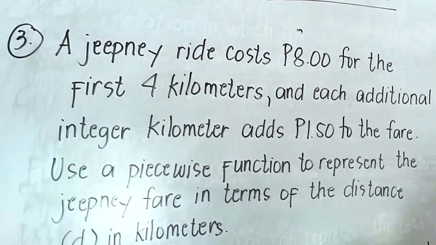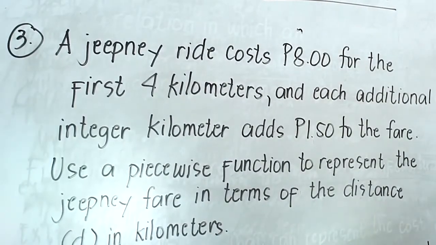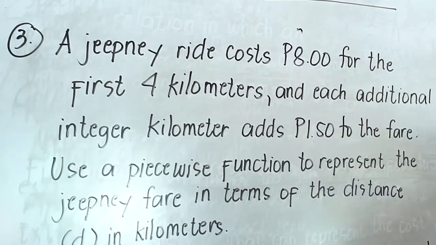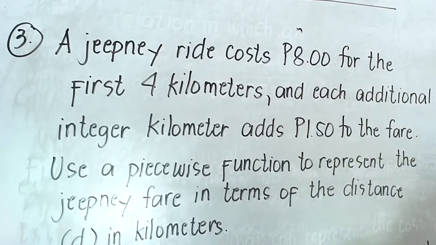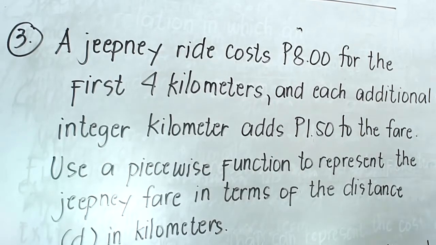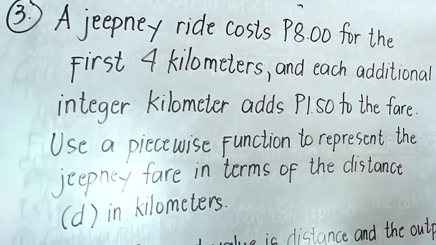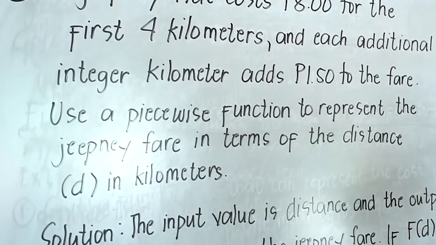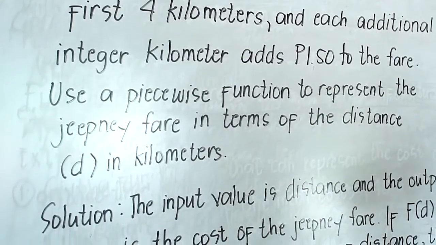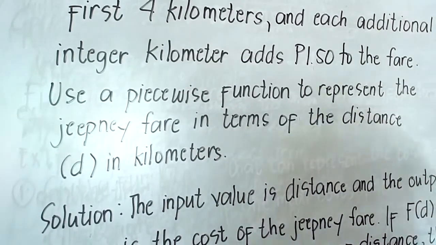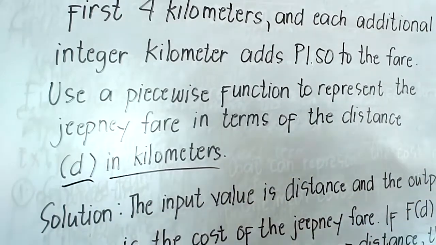Okay, our third example in using functions involving real-life situations is: a jeepney ride costs 8 pesos for the first 4 kilometers and each additional integer kilometer adds 1.50 pesos to the fare. So use a piecewise function to represent the jeepney fare in terms of the distance d in kilometers.